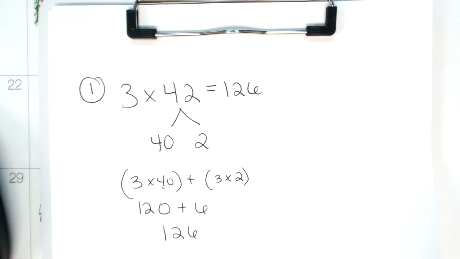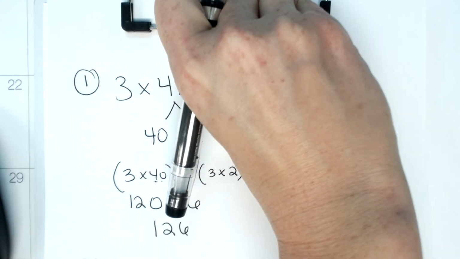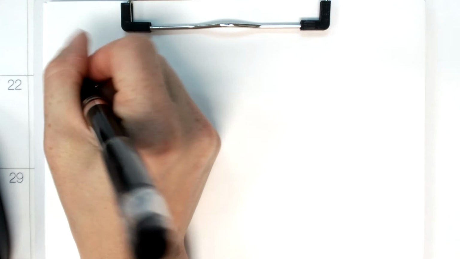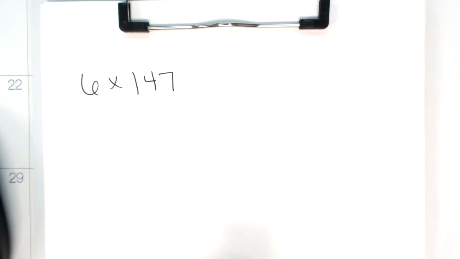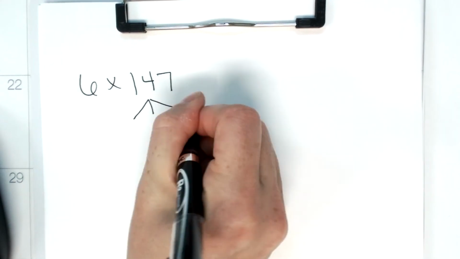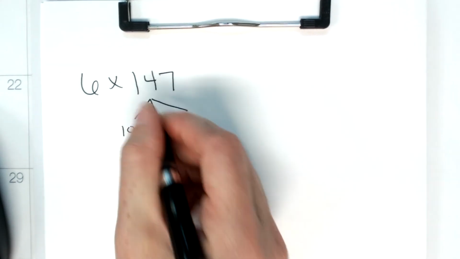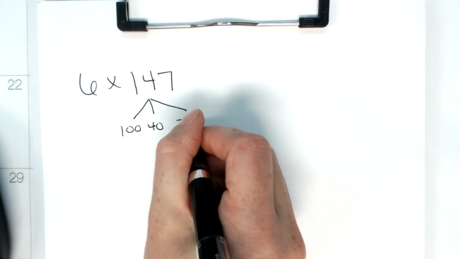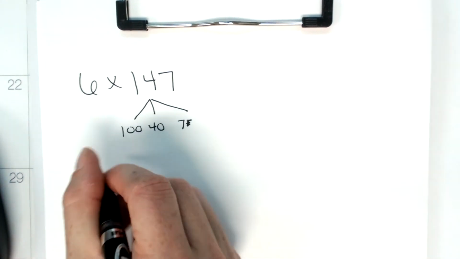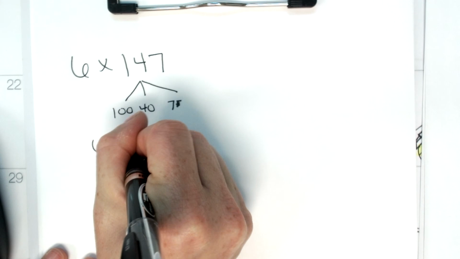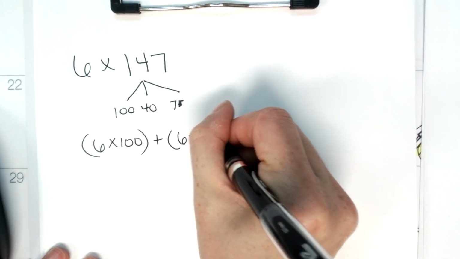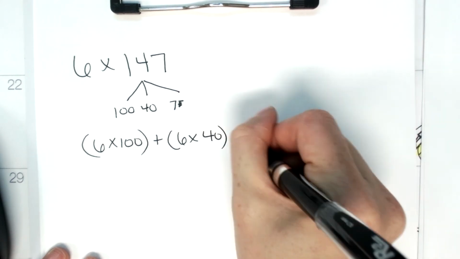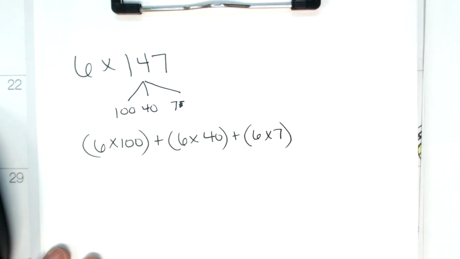Now we're going to break this number up here into 3 parts. 6 times 147. We're going to break it up into 3 parts: 100, 40, and 7. All right, so 6 times 100 plus 6 times 40 plus 6 times 7.